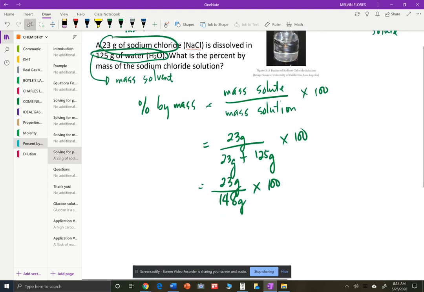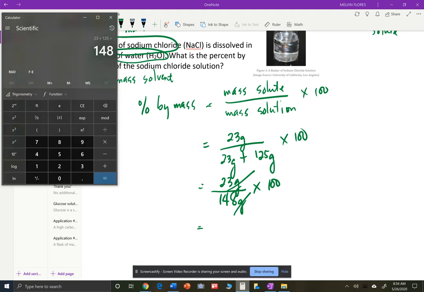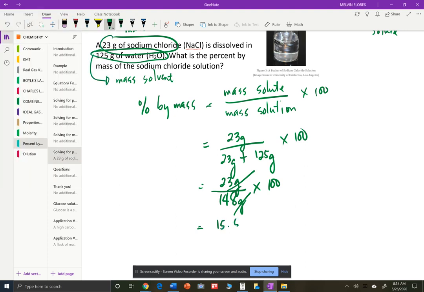Don't forget to cancel out your unit. If it's on the top and on the bottom and they're the same unit, you have to cancel them out. So 23 divided by 148 times 100 gives you 15.5%. So that is 15.5% NaCl solution, the sodium chloride solution.